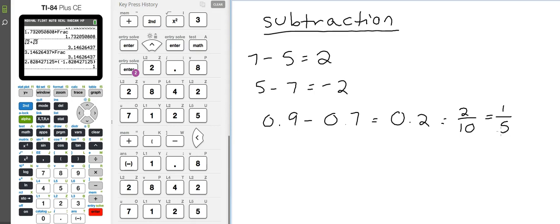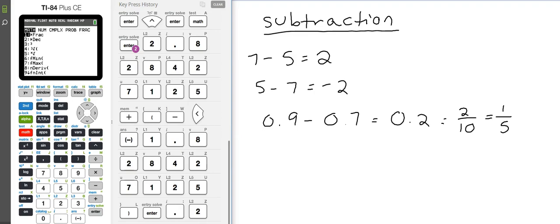If you don't know how to do that in your head, you can do 0.2 on your calculator, math, frac, enter, and you get 1 over 5, which is a fraction, and therefore it is a rational number.